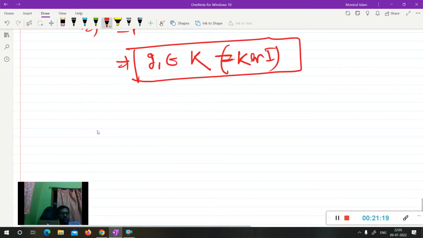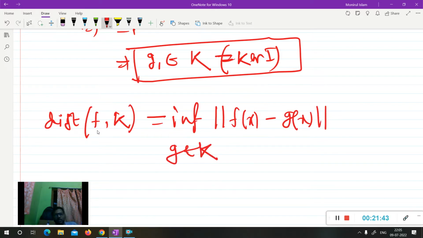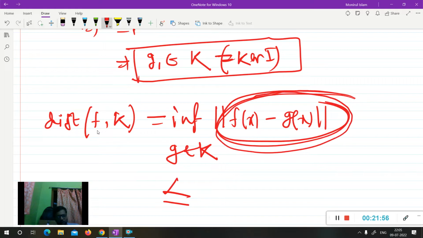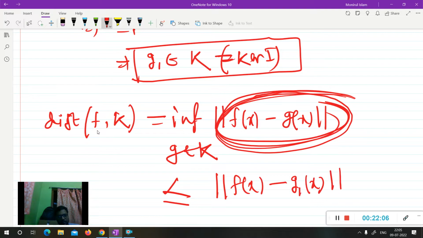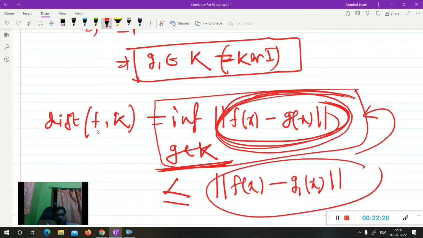Now g1 belongs to K. See, this is the definition: the distance of f from the subspace K is the infimum of the norm of f(x) minus g(x) such that g belongs to K. The infimum of a set is always less than or equal to any member of the set. If I vary g and take g equal to g1, then this is a member of the set, so the infimum is less than or equal to the norm of f minus g1(x).